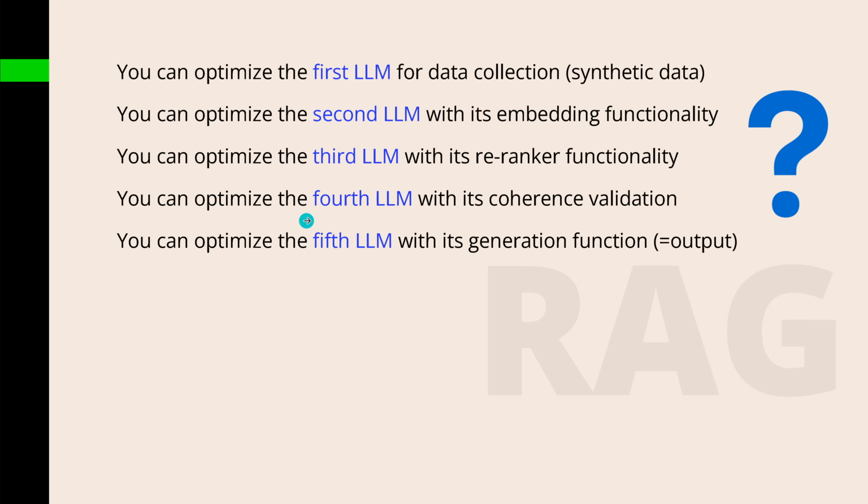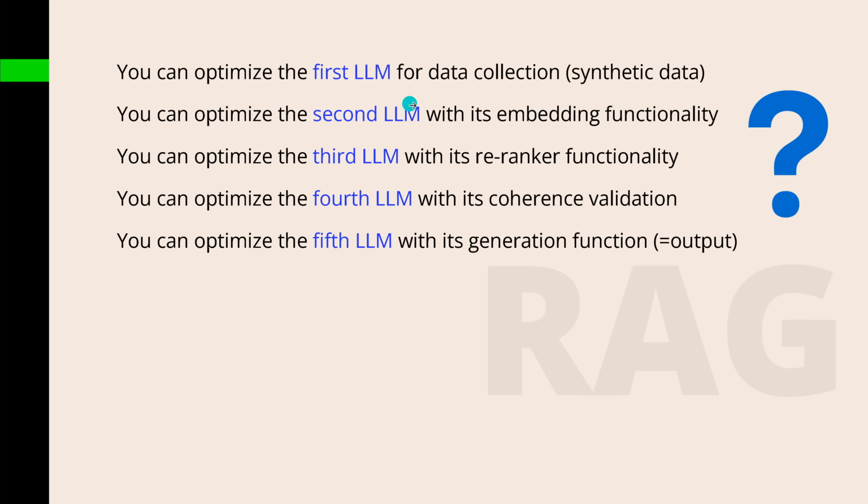Well, I did not tell you that there is also a fourth LLM if you have the additional step of a coherence validation of the re-ranker. So this is only for experts. But then, hey, then you have your fifth LLM for sure. And this is the LLM that generates the final output from the query that I input, all the augmented documents that we get back, and then the simple output here. This is the responsibility of the fifth LLM.